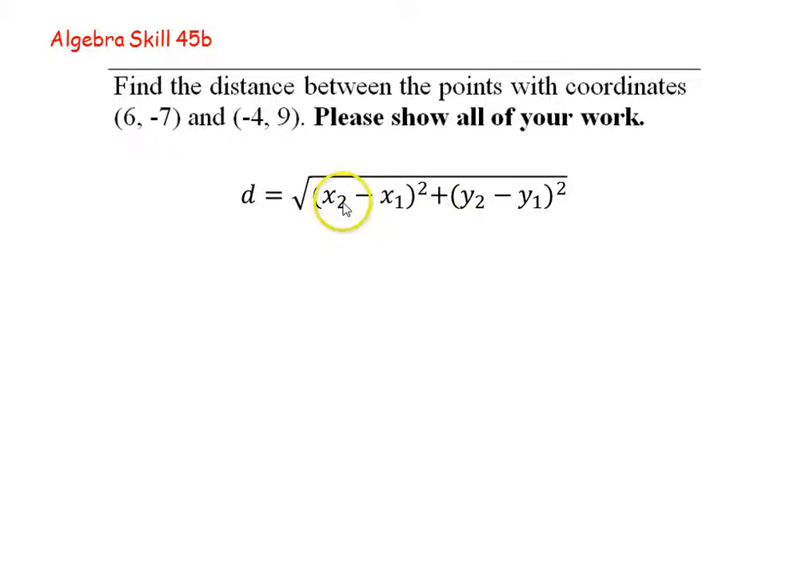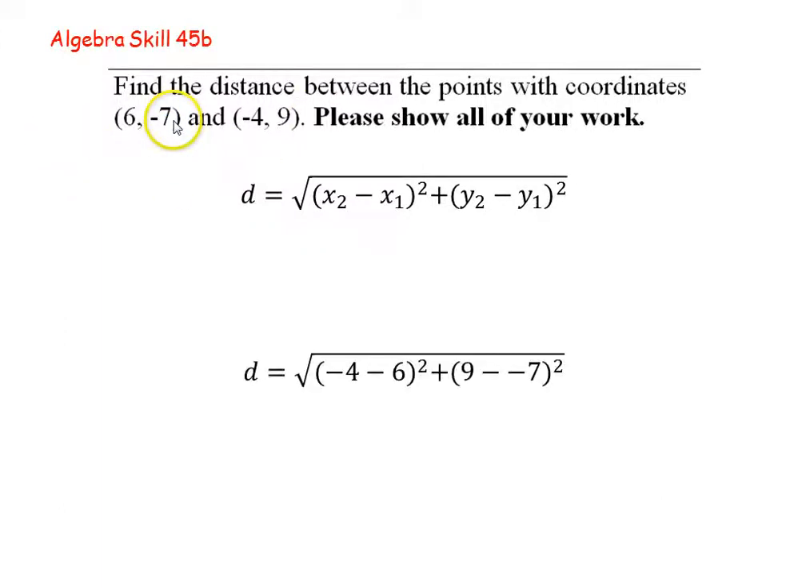So I'm going to take the two x values, which is why there's a 1 and a 2, because there are 2 points here. There are 2 x values. I'm going to take the 2 x values and subtract them. And then I'm going to take the 2 y values and subtract them, and I'm going to square them. So by plugging these points in that we're given, we get this.